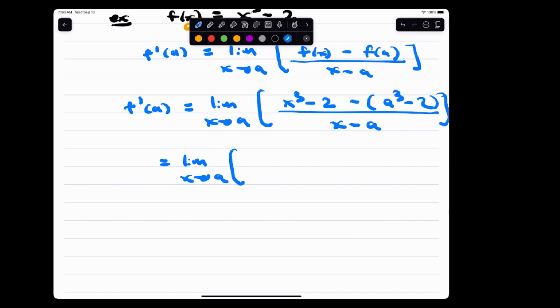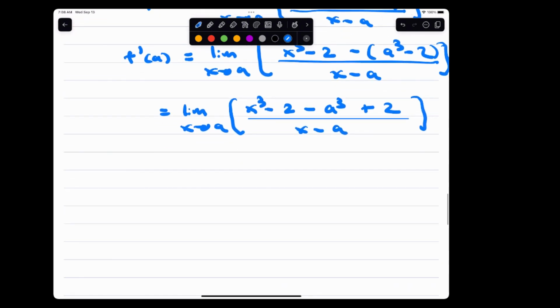Here's the deal. X cubed minus 2 minus what? A cubed plus 2, everything over x minus a. Okay, what happens with these twos? X cubed minus a cubed over x minus a. Is that true? Don't you get those twos going away?